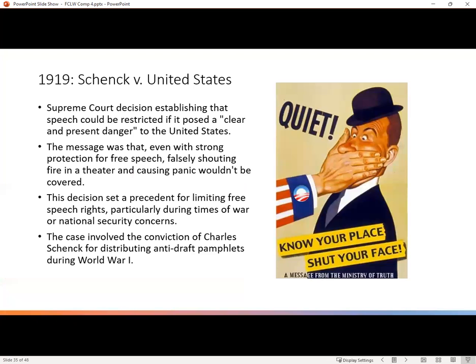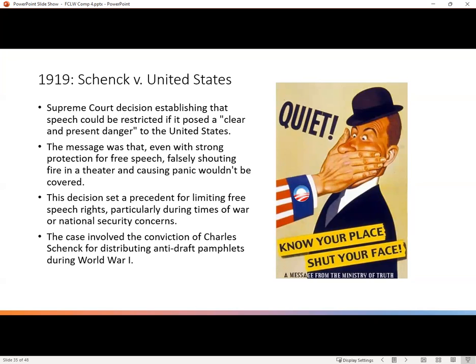It turned out that there was one man, and there was a woman working with him, but it was him that took it to the Supreme Court. He was arrested because he was writing pamphlets and handing them out saying this draft was wrong. It's wrong for them to do this. We should be able to choose. It's forcing people into involuntary servitude. And the Supreme Court didn't do what he thought it would do.